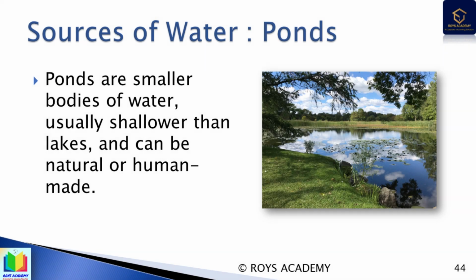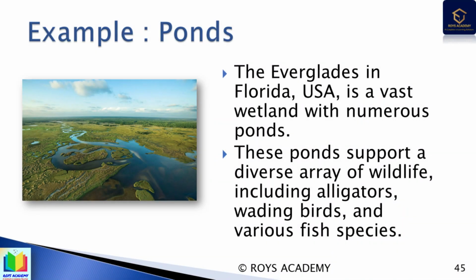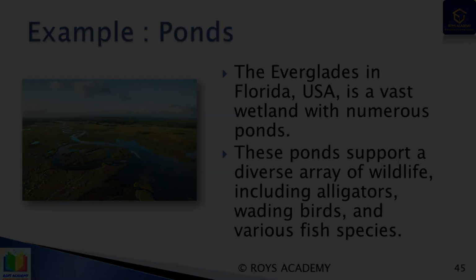C. Ponds. Definition: ponds are smaller bodies of water, usually shallower than lakes, and can be natural or human-made. Example: the Everglades in Florida, USA, is a vast wetland with numerous ponds. These ponds support a diverse array of wildlife, including alligators, wading birds, and various fish species.